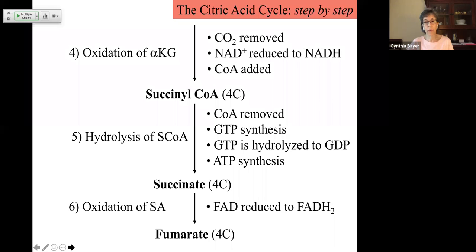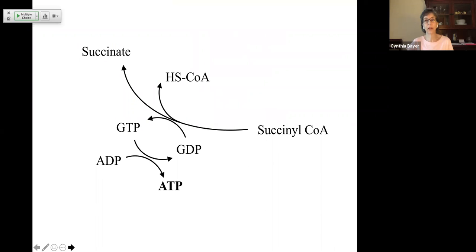And if we look at the combination of what's going on in step 5 on the next slide, the hydrolysis reaction that removes the coenzyme A from succinyl-CoA to produce succinate will drive the phosphorylation of GDP to generate GTP, and then the hydrolysis of GTP will drive the phosphorylation of ADP, and we end up in some cell types, not all, but most cell types, producing ATP.